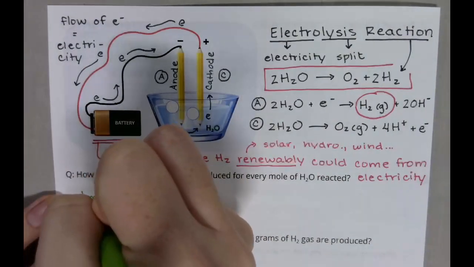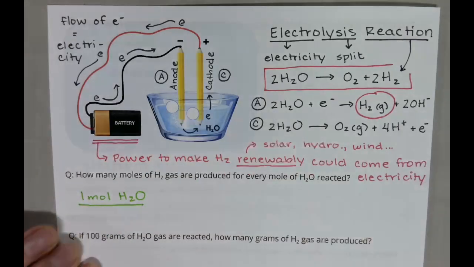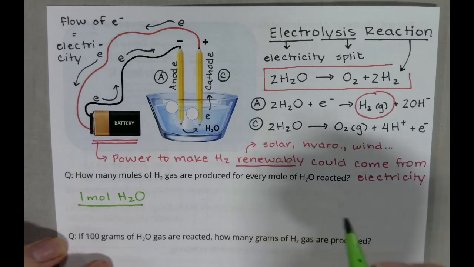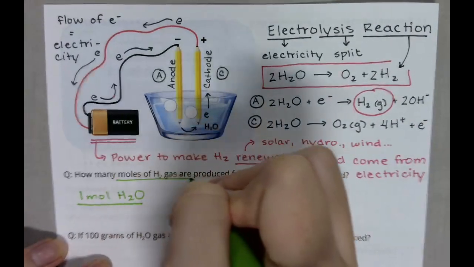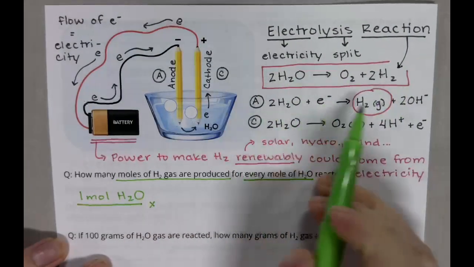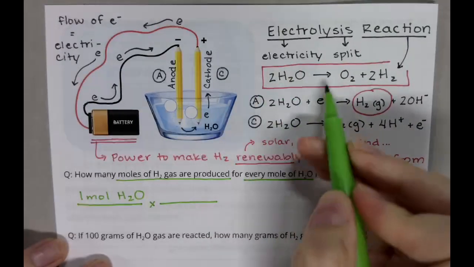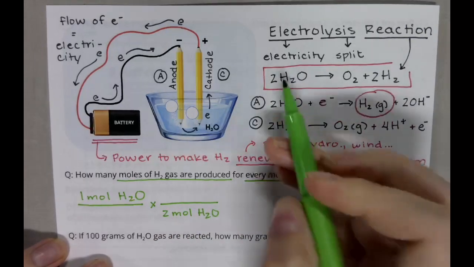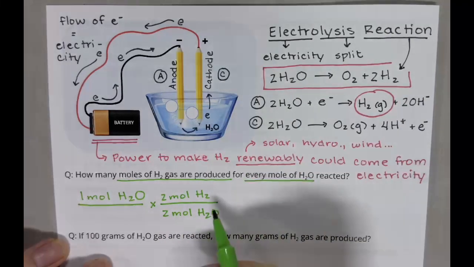We're going to start with 1 mole of H2O. And we need some way to convert this from a mole of H2O, which was the info we were given, to figure out how many moles of hydrogen gas are produced. Well, the good news is our reaction up here gives us the ratio. It says that we react 2 moles of H2O, and when we do that, we get 2 moles of H2 gas.